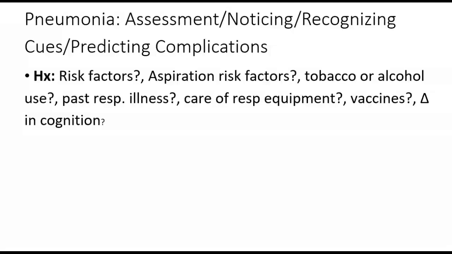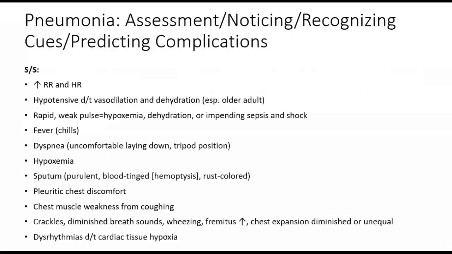When assessing your patient's history or asking about the history, you want to find out if they have any risk factors for pneumonia, any aspiration risk factors. Do they use tobacco or alcohol? Any past respiratory illnesses? Are they taking adequate care of any respiratory equipment they're using? Are their vaccinations up to date? Has there been any change in cognition? In terms of signs and symptoms for the patient with pneumonia, we'll see an increased respiratory rate and heart rate. And that usually is associated with hypoxemia, right?